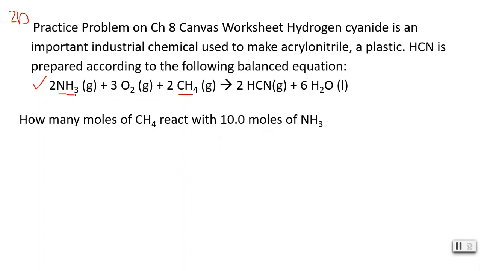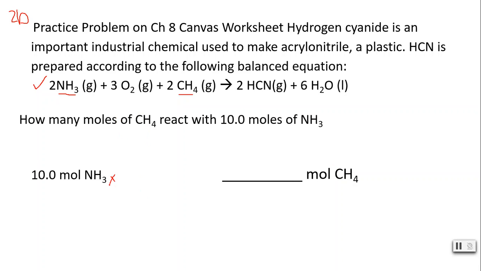So just like any other conversion factor, dimensional unit problem, write down what you're given. In this case, you're given 10 moles of NH3. Give yourself some space to work the problem. Write down the unit and the species that you're looking for. In this case, I am looking for moles of CH4.